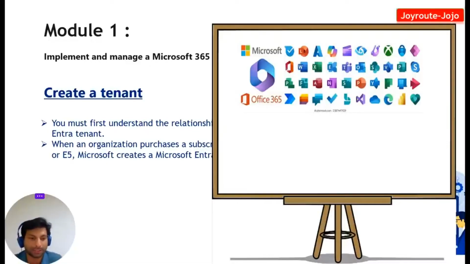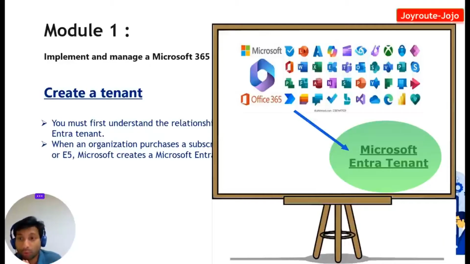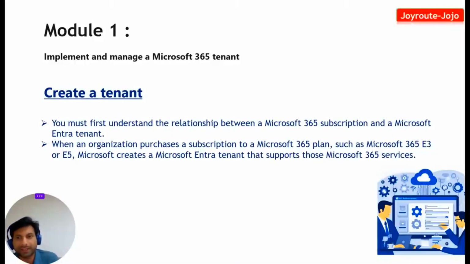if an organization purchases either the E3 or E5 plan, Microsoft creates a Microsoft Entra tenant that supports those Microsoft 365 services. So when you purchase the subscription, Microsoft creates an Entra tenant that supports those Microsoft 365 services. This Microsoft Entra tenant is the underlying foundation that enables user authentication, authorization, and other identity related functionalities for the Microsoft 365 services such as Office applications, Exchange Online, SharePoint, Teams, and more.